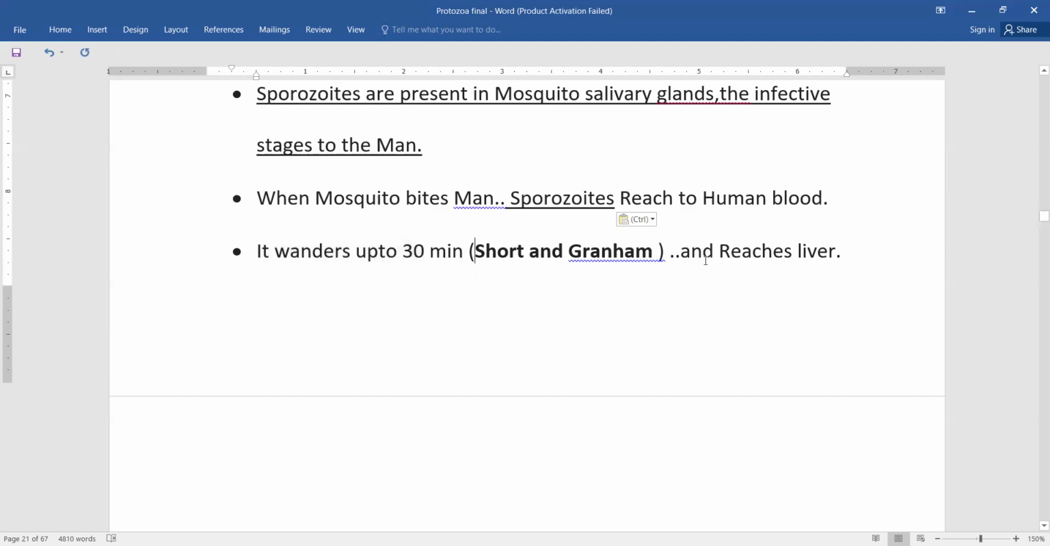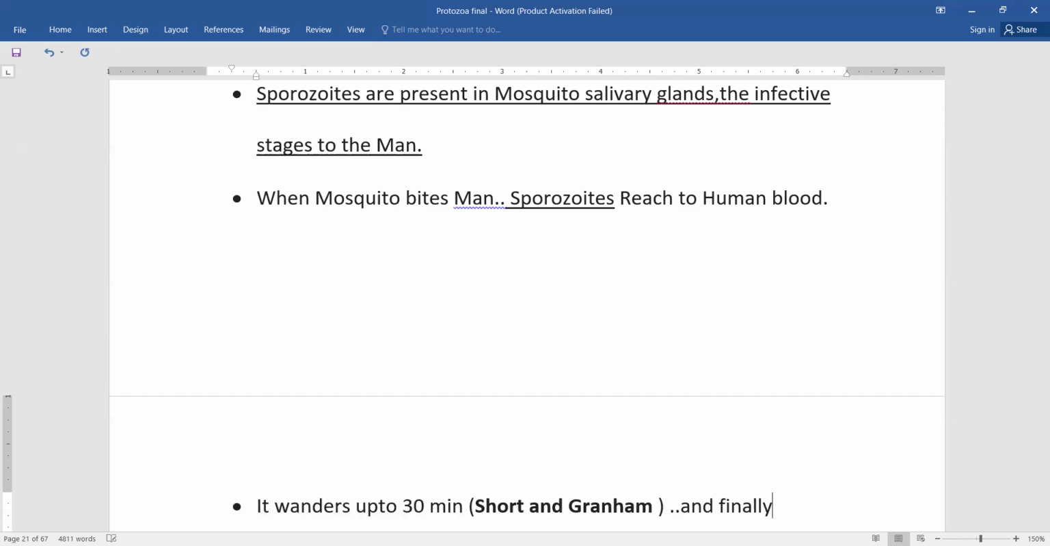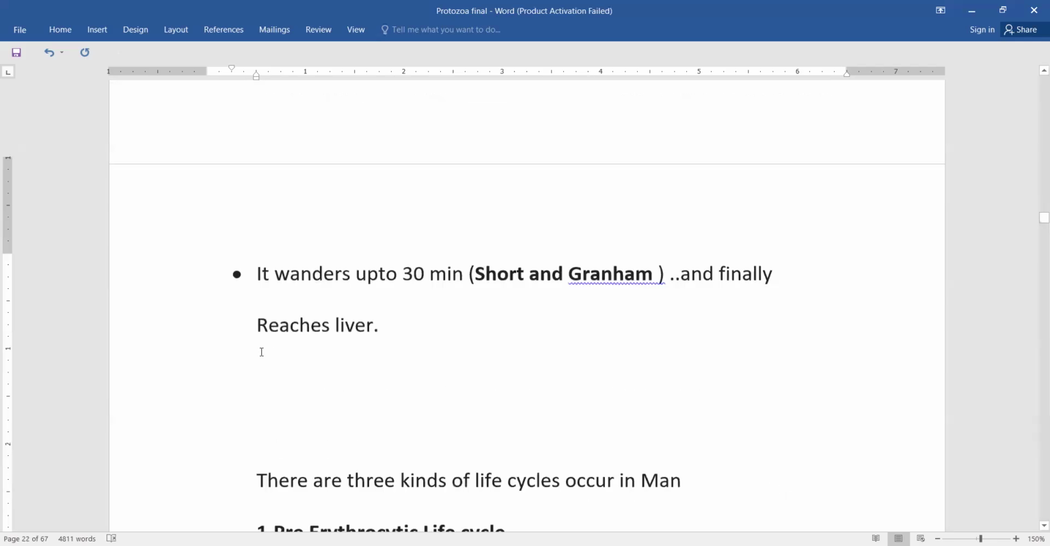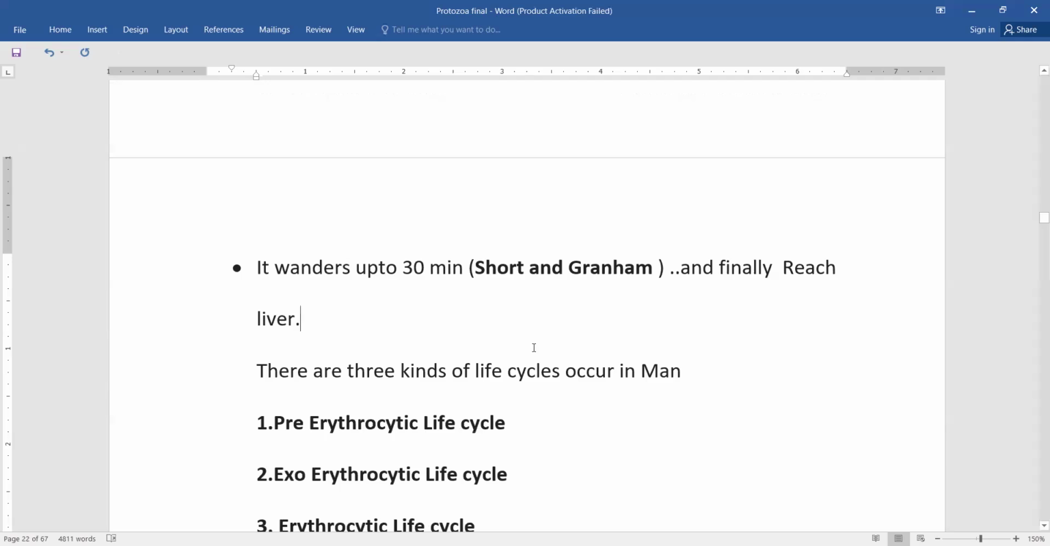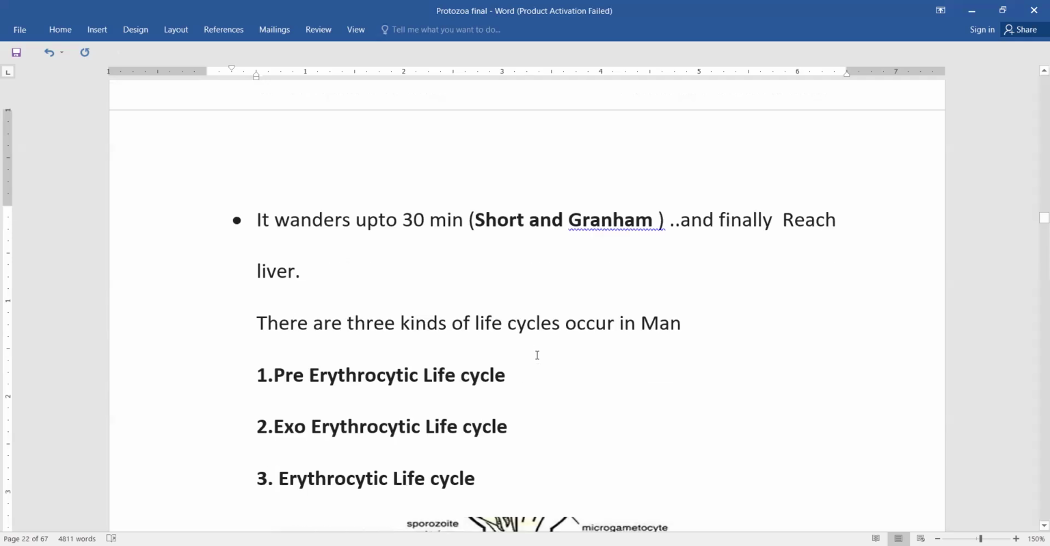Okay. And finally, after 30 minutes, these sporozoites reach the liver cells. లివర్ ని చేరుకోవడం అనేది జరుగుతుంది.